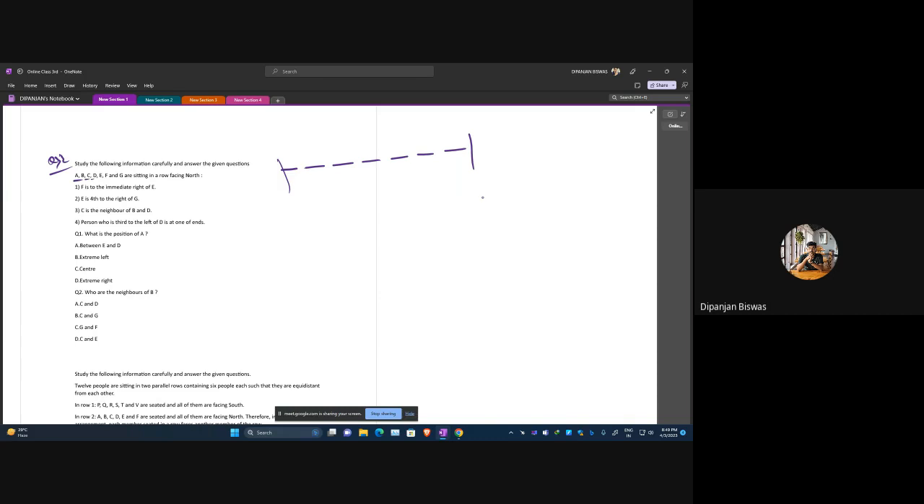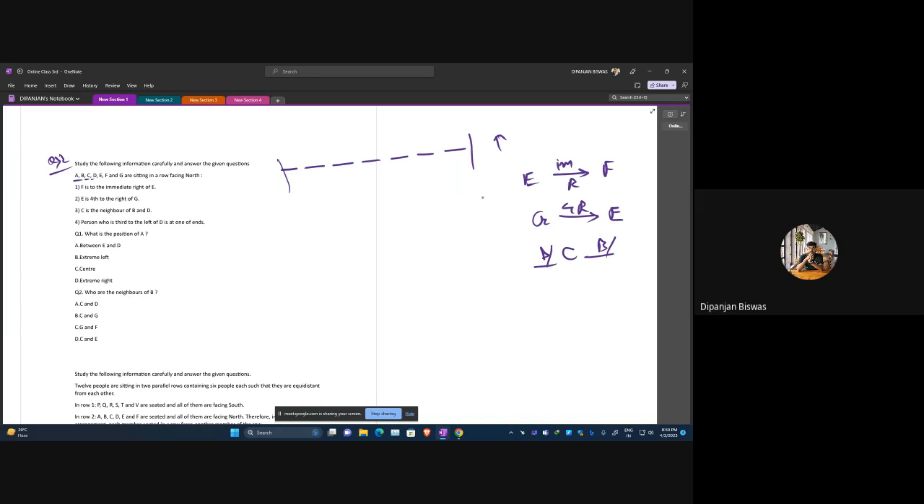So 7 people are sitting in a row facing north. The first statement says F is to the immediate right of E. We cannot draw that yet. Okay. E is fourth to the right of G. C is the immediate neighbor of B and D.